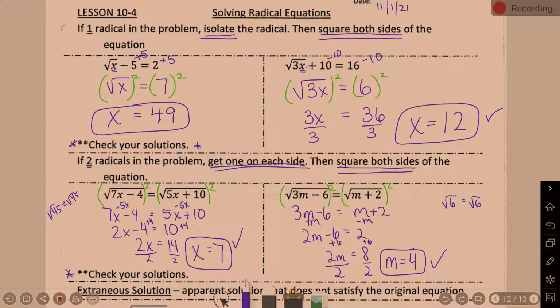Okay, so we've talked about one radical. We've talked about two radicals.